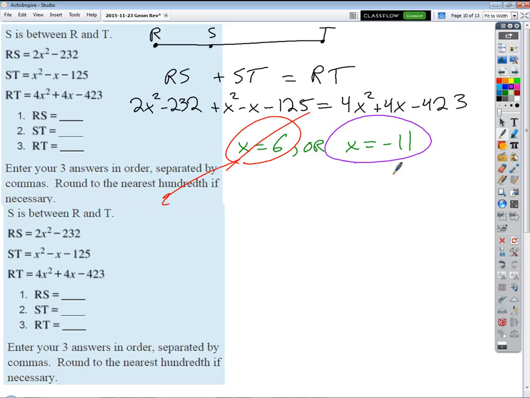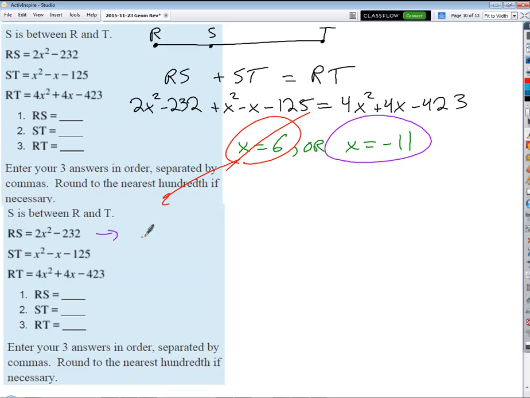Okay, so we'll try x equals negative 11, see what we get. So RS then is going to equal 2 times negative 11 squared minus 232. Now, talk to me about how I'm going to do this on a calculator. How do I square negative 11? I could just say negative 11 times negative 11, or I could do negative 11 squared. But if I input negative 11, what do I have to do? Have to have parentheses, right? Or I'm going to get it wrong.